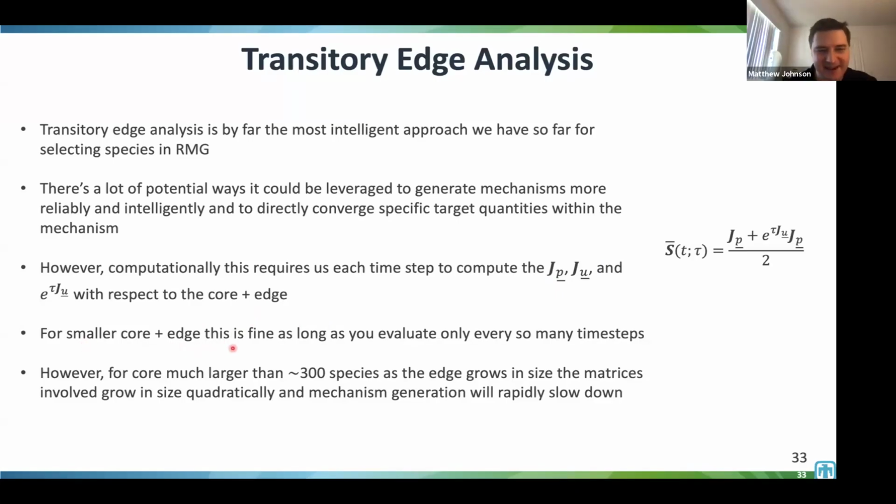For a smaller core plus edge, this isn't too bad. This is doable. As long as you're evaluating only every so many time steps, it works pretty well. However, for core and edge sizes, I think maybe as a rule of thumb, core much larger than 300 and edge species, as the edge grows, these matrices are going to grow in size quadratically, and mechanism generation is going to rapidly slow down. So this isn't a very good way to build a large mechanism.